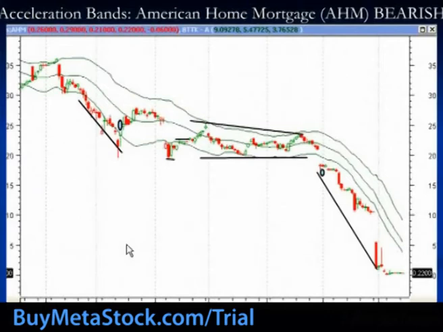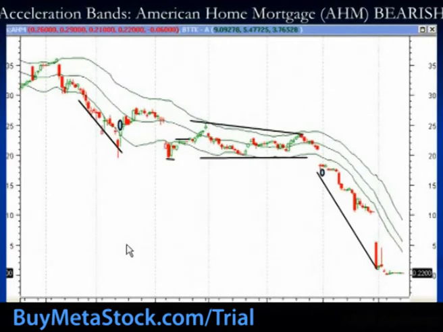You would only get stopped out using the acceleration bands methodology if, in fact, you were getting a close back above that lower acceleration band, which you can see it never even came close in that July move. So, a good example on the downside of how to trade these kind of moves. So that's what we're looking for, are these big movers on the downside.